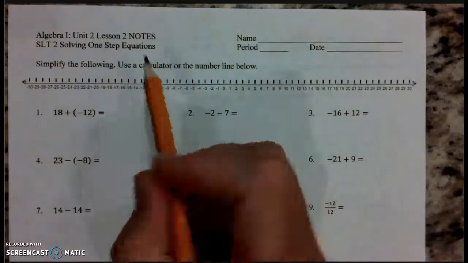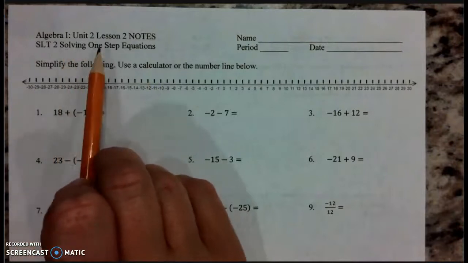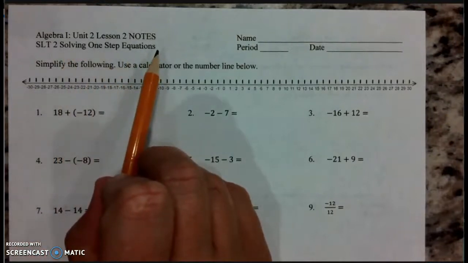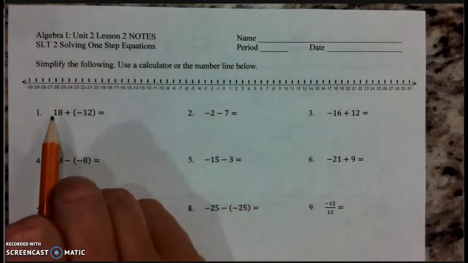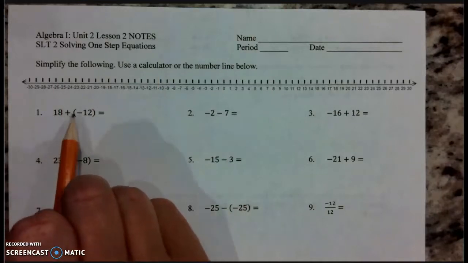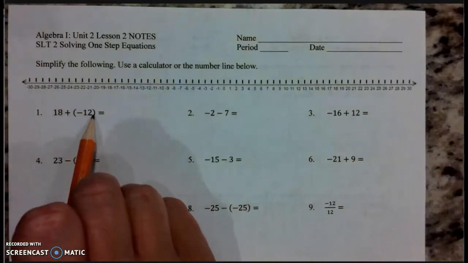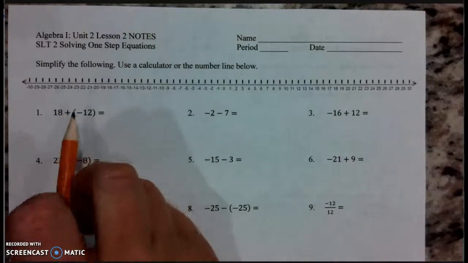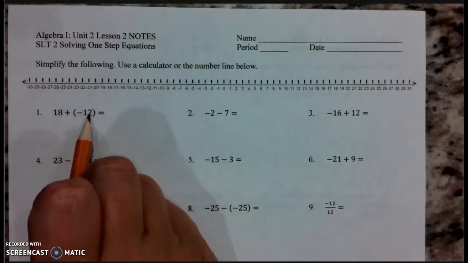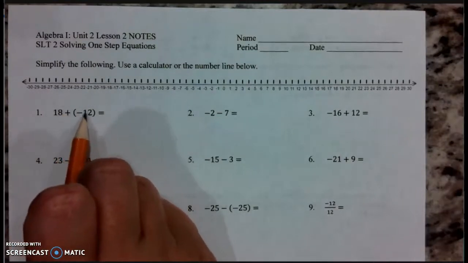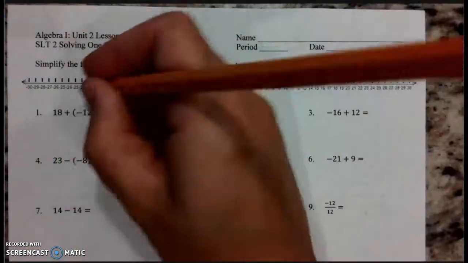The very first day, we started doing solving one-step equations, actually second day, because we went through all the symbols. We went through 18 plus negative 12. We just discussed how if a negative is in front of a number like this and not between two numbers, this is a negative.